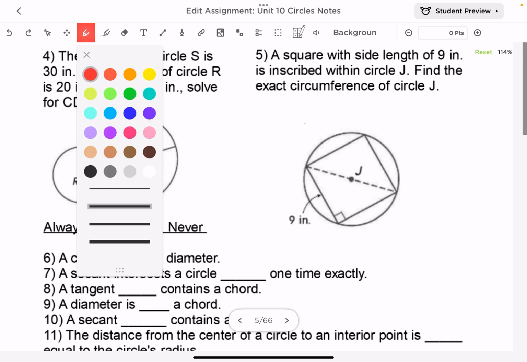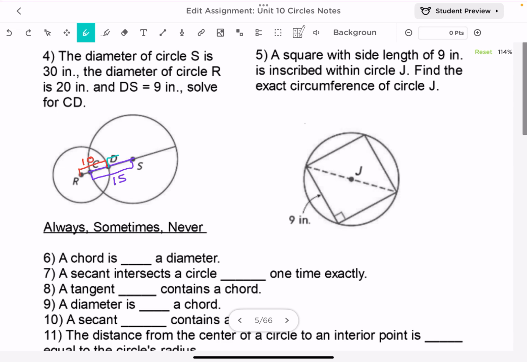Okay, and then it tells me that DS is 9. And it wants me to find CD. Okay, so I really didn't even need the diameter of circle R. I could have gotten this answer without that. But if you see, CD is just going to be my purple radius minus my green. And that's just going to be 15 minus 9, which is going to be 6. That's going to leave us with CD.